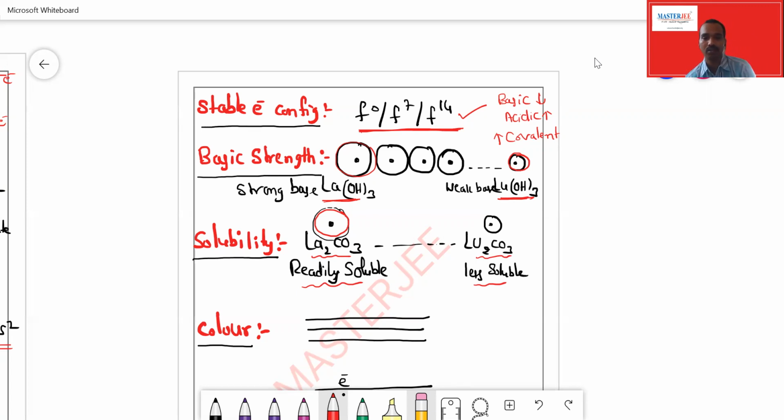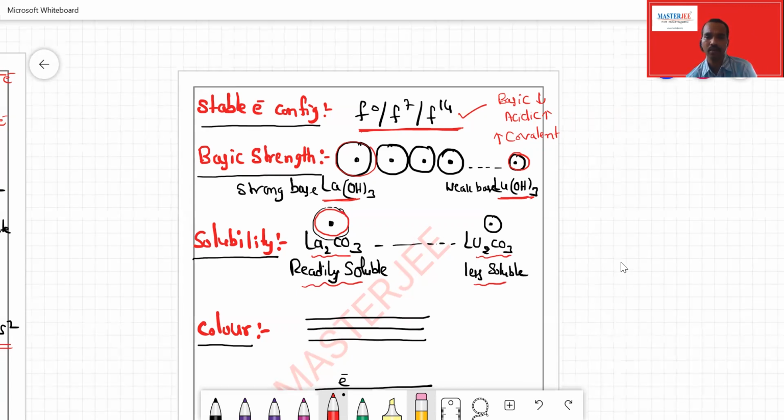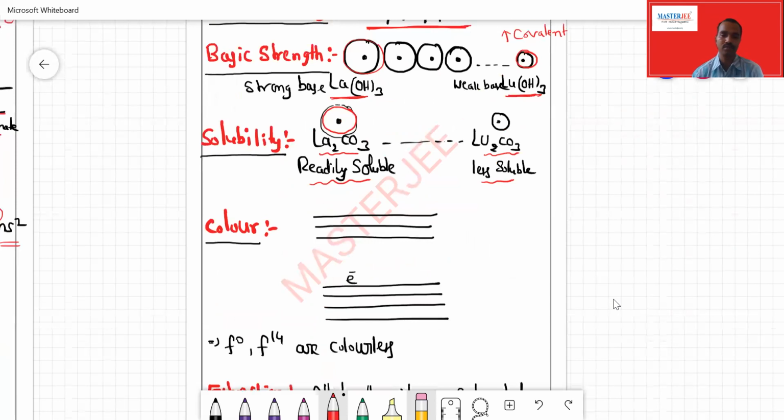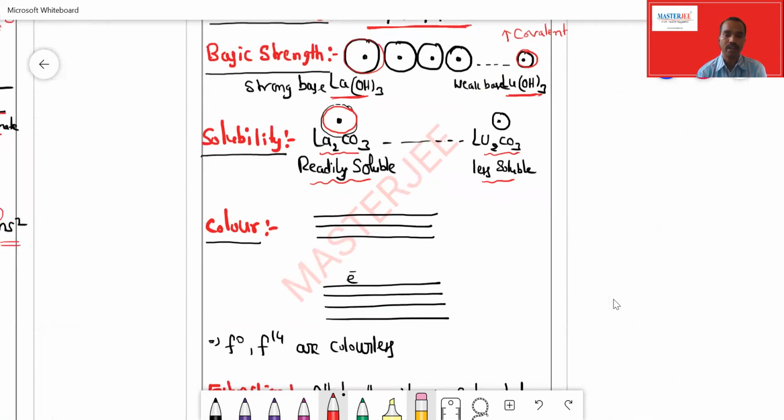Next, colors. The same trend as in d block elements follows here. Generally, the electron is present in the ground state. It absorbs energy from the visible region, so it goes to the next excited level. After reaching the excited level, it feels instability and comes back to the ground state. While coming to the ground state, it releases the energy in the form of complementary colors. Because of that reason, it exhibits colors.